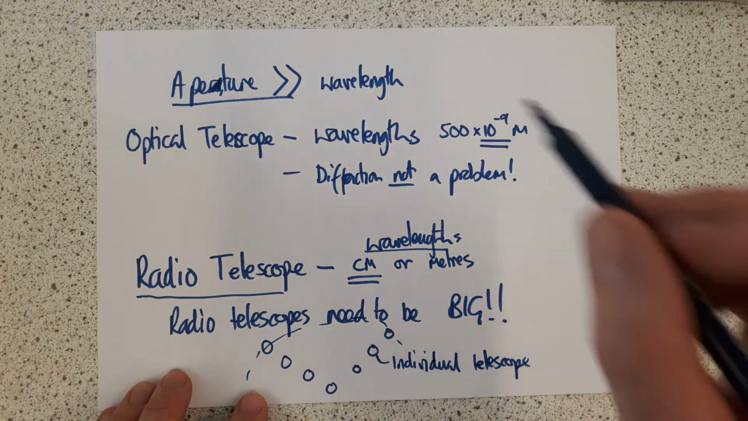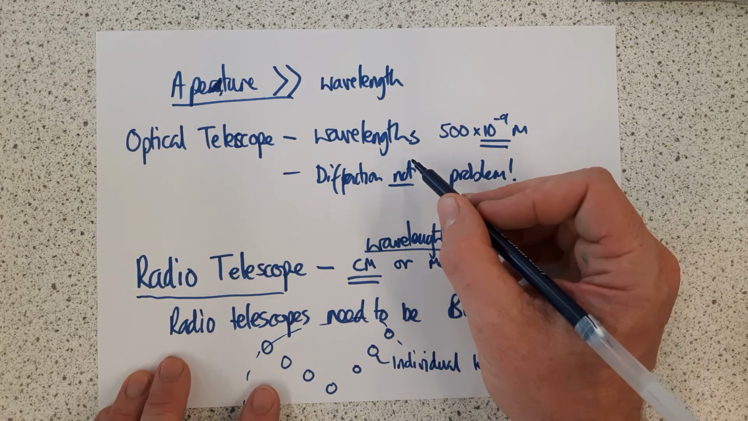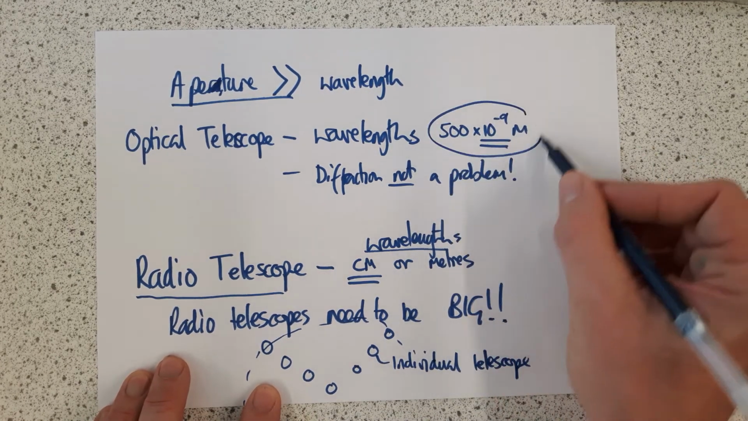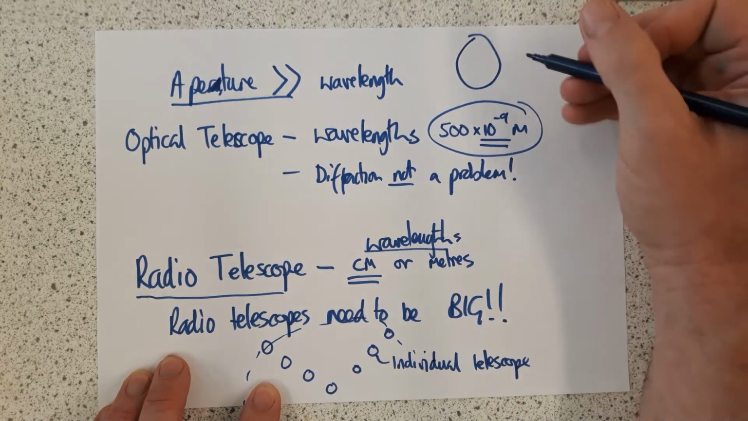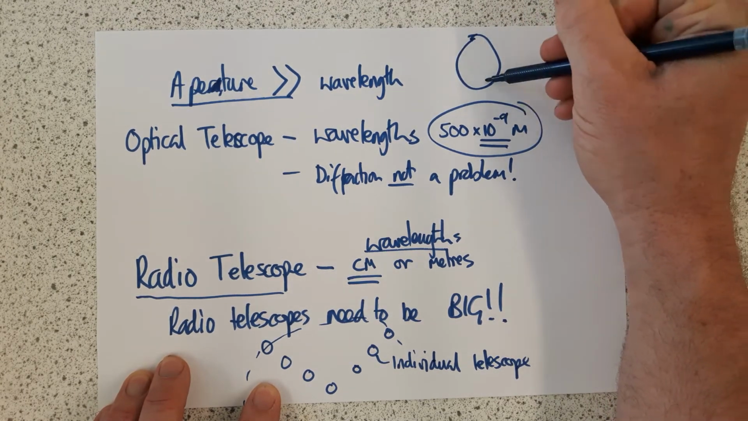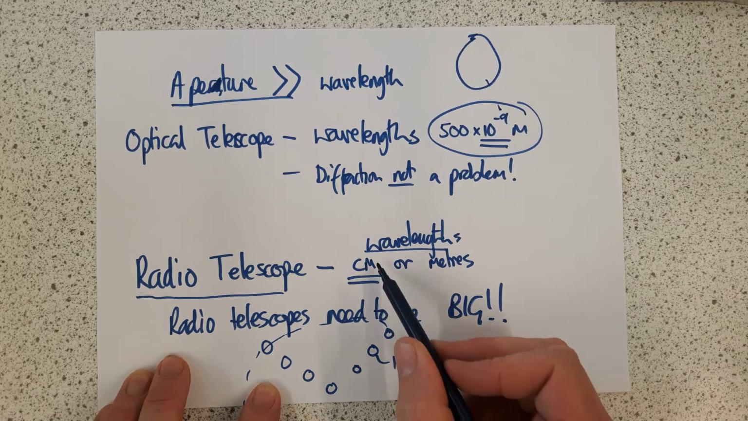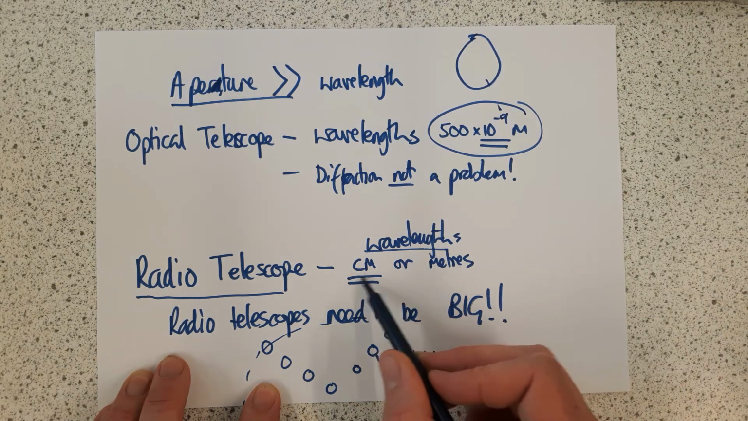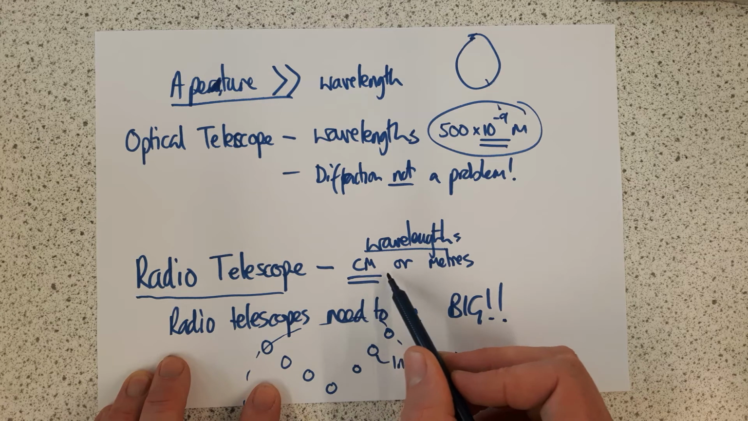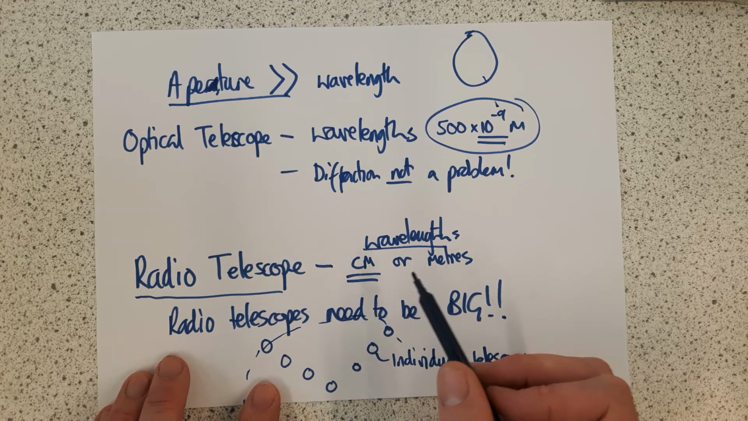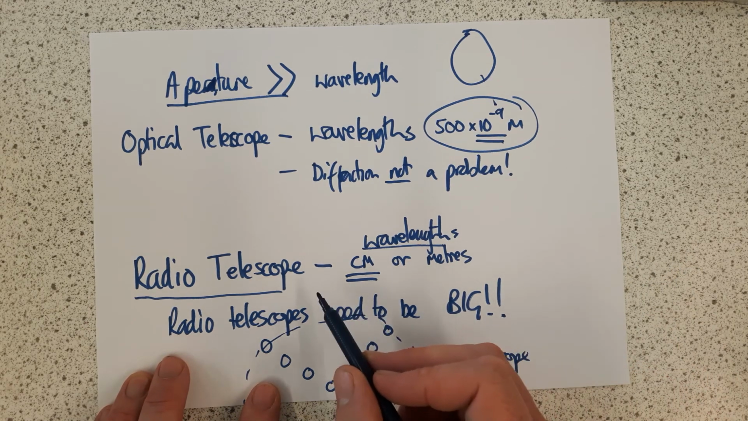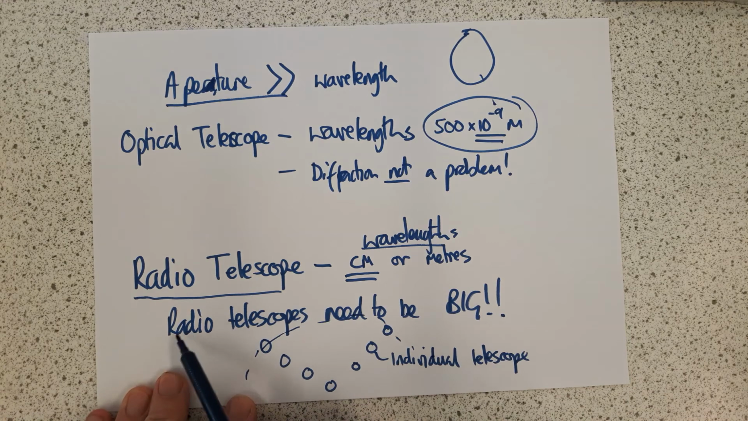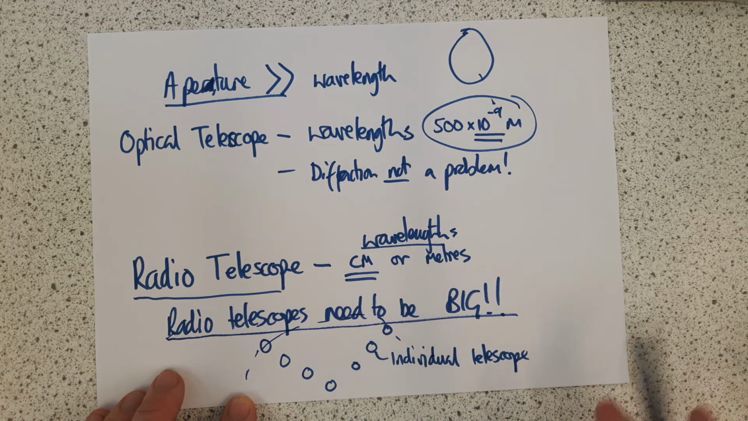So diffraction is not a problem with an optical telescope, because that is a very small wavelength, and even a lens that big is millions of times bigger than that wavelength. With radio telescopes having wavelengths mainly in the few centimeters region, even something that's a few meters is only 10 times bigger, say, than the wavelength. So you need to make sure your radio telescopes are as big as possible to avoid diffraction.